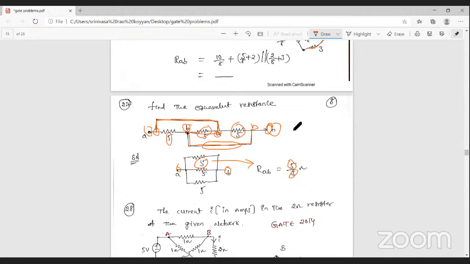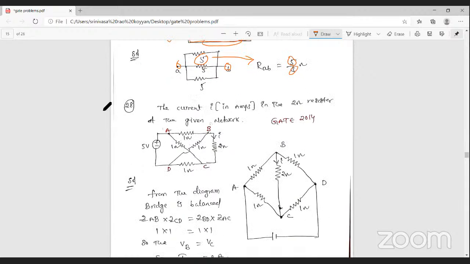That is it. Now problem number 27 is done. Next, problem number 28. Find out the current passing through the 2 ohm resistance. We have to find the current flowing through the 2 ohm resistance.